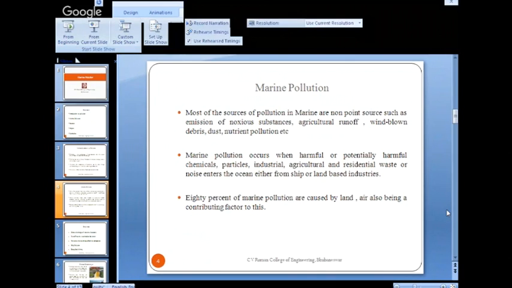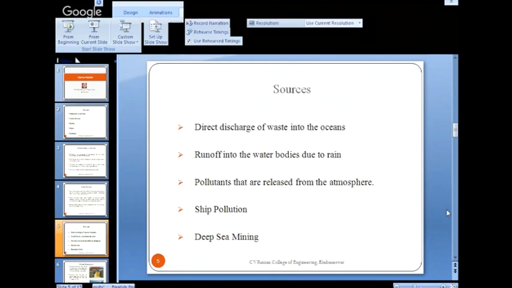Generally, it occurs when very harmful chemicals, particles, or industrial, agricultural, residential waste enters into the ocean, or waste from ships and land-based industry. And in fact, 80% of marine pollution is caused by land, and a majority of it is also contributed by air pollution. So we'll go into details of that in the coming slides.